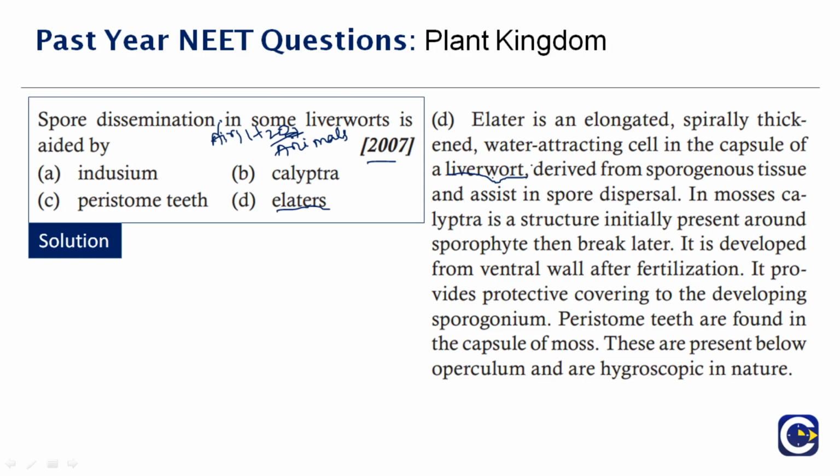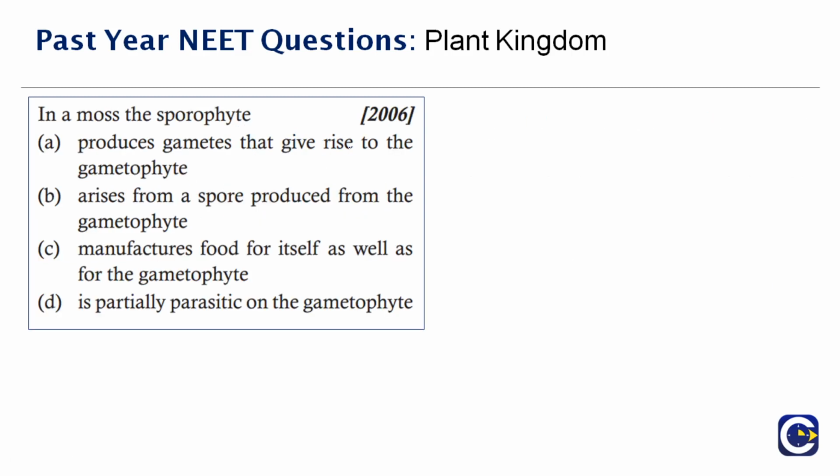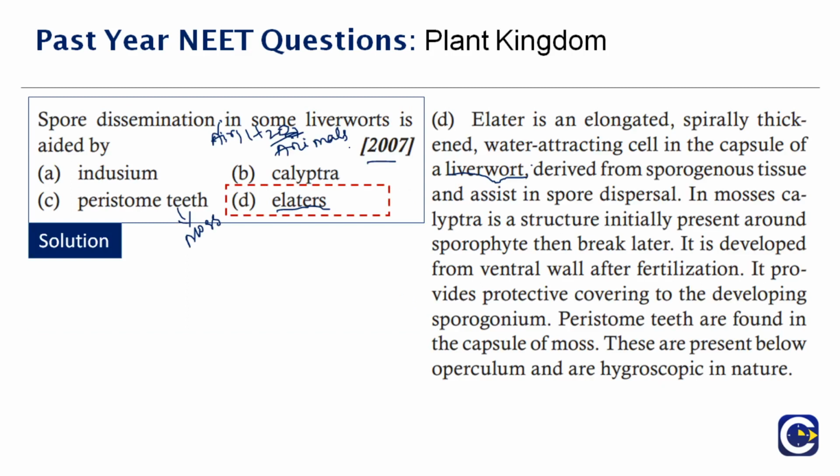Now you may ask me, what do the other options stand for? Peristome teeth are found in the capsule of a moss. Then you have indusium and others. These are all different features present in different organisms which help in their spore dispersal. Therefore, the correct answer to this question is option D, elaters.